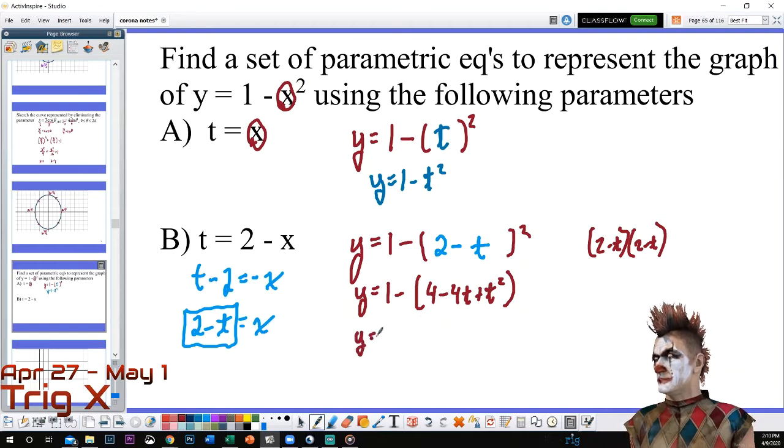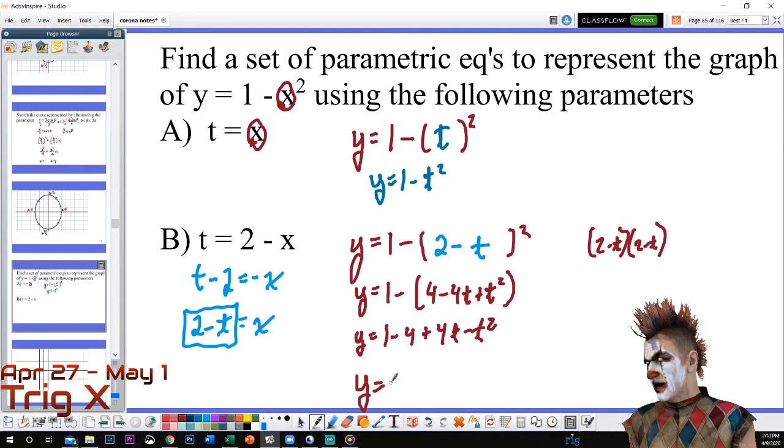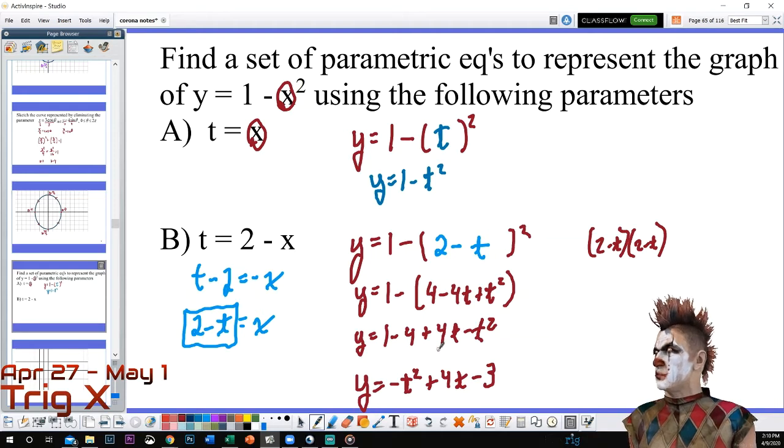Next, let's distribute our negative through. Minus 4 plus 4t minus t squared. Whew, almost there. So now I have y equals, let's put it in standard form just to make life easier. There's negative t squared plus 4t, and then the 1 minus 4 gives me minus 3. Woohoo! We did it! There is our function.